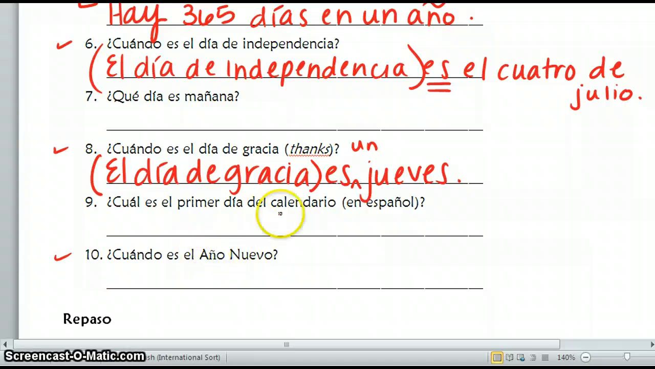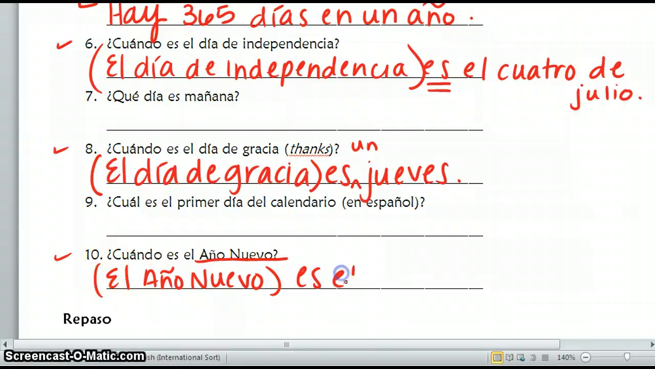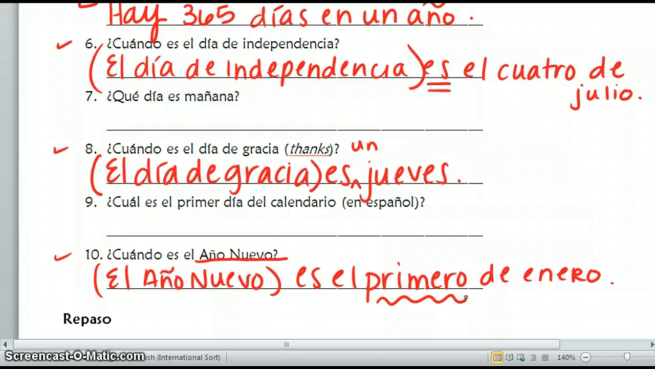And then Año Nuevo. We need to learn what Año Nuevo means. A lot of people are asking me, what does Año Nuevo mean? It means New Year's. Look at Nuevo. Sounds like new. ¿Cuándo es el Año Nuevo? El Año Nuevo. Again, this is optional. El Año Nuevo es el primero de enero. Remember, when you're talking about the first of something, you have to use the word primero. You cannot say el uno. Cannot say that. You have to say el primero de and then the month.